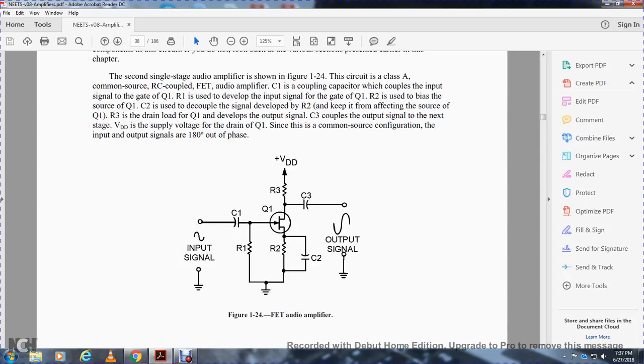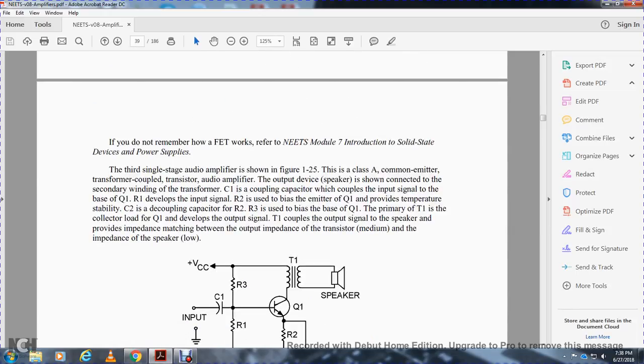All right, so obviously the drain voltage goes through resistor 3 and the capacitor at the end, while capacitor 1 goes through resistor 1 and resistor 2 and the capacitor. If you don't remember how field effect transistors work, refer to NEETS Module 7, Introduction to Solid-State Devices and Power Supplies.